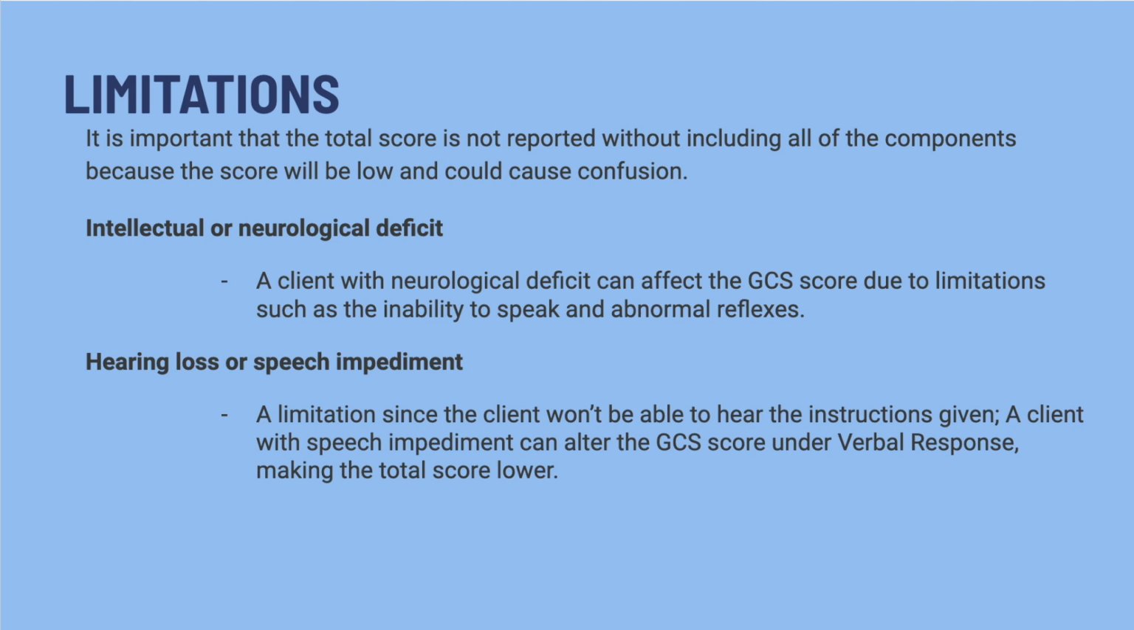Limitations: it is important that the total score is not reported without including all of the components because the score will be low and could cause confusion. Intellectual or neurological deficit. A client with neurological deficit can affect this GCS score due to limitations such as the inability to speak and abnormal reflexes. Hearing loss or speech impediment. A limitation since the client won't be able to hear the instructions given. A client with speech impediment can alter the GCS score under verbal response, making the total score lower.